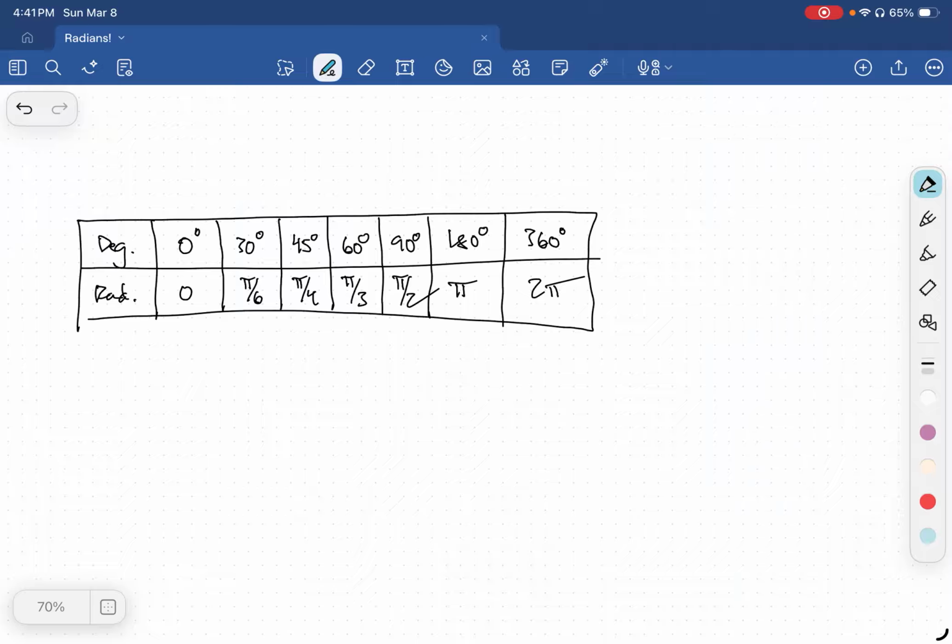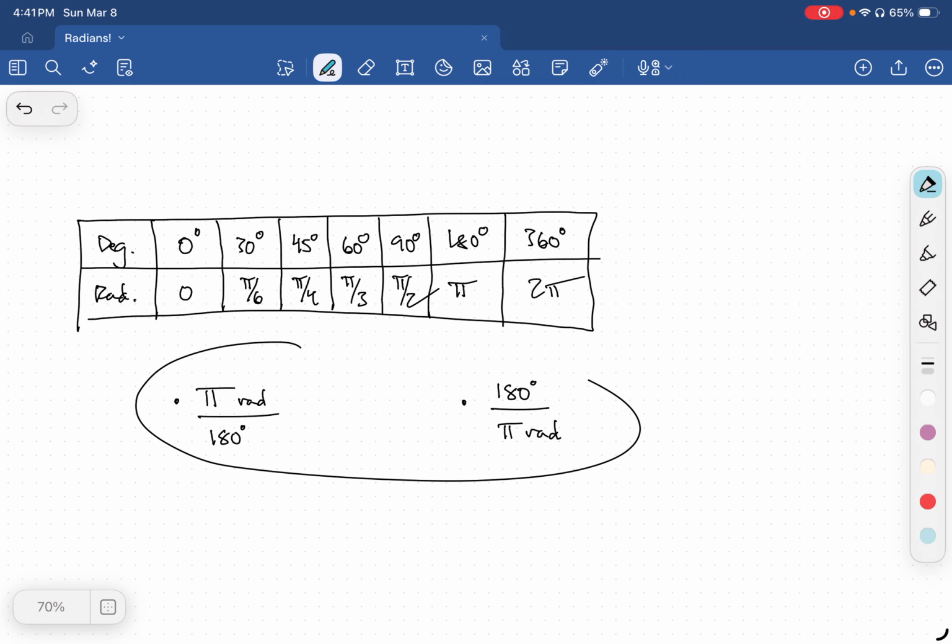So these are all going to become fairly familiar, especially when you take pre-calculus. So the most important thing is that if you want to convert to radians, you're going to end up multiplying by pi radians over 180 degrees. And if you want to convert to degrees, you are going to be multiplying by 180 degrees divided by pi radians. So those are your conversions between the two.